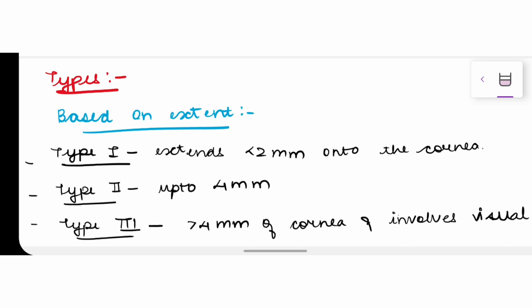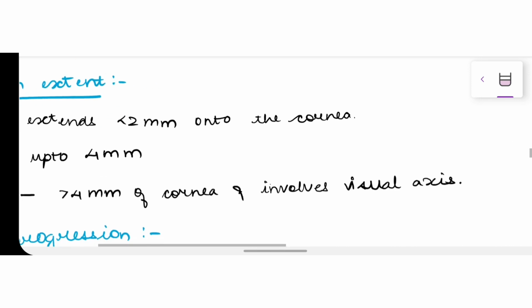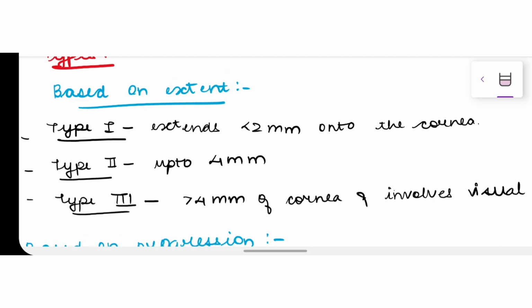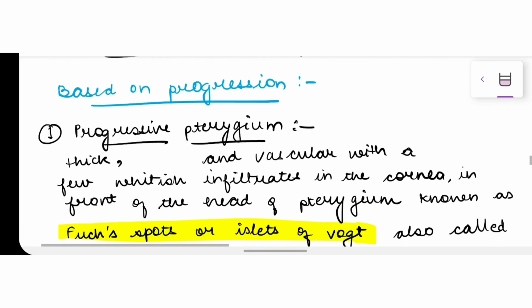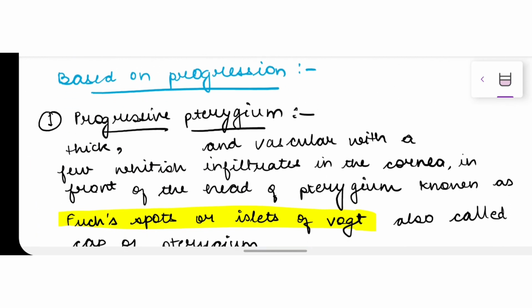And type 2 means up to 4 mm, and if it is more than 4 mm on the cornea and involves the visual axis, then it is known as type 3. Now based on its progression, it can be progressive pterygium and regressive pterygium.